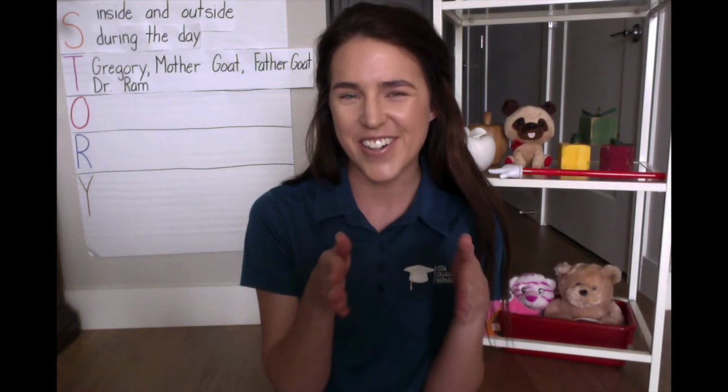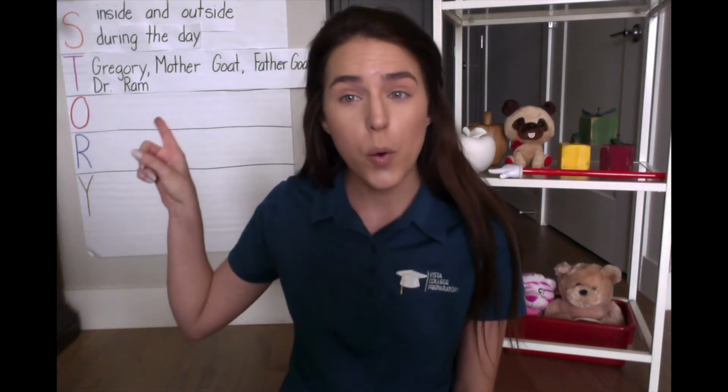Happy Monday. I hope you all had a wonderful weekend with your families and you're ready to jump right back in. Last week we were able to read Gregory the Terrible Eater, our friend Gregory the goat. And we were able to fill out our STORY chart, filling in the setting and the talking characters. Today we are going to reread the beginning and the middle of the book, and we are going to work on O and R.